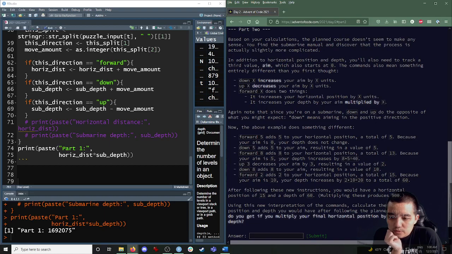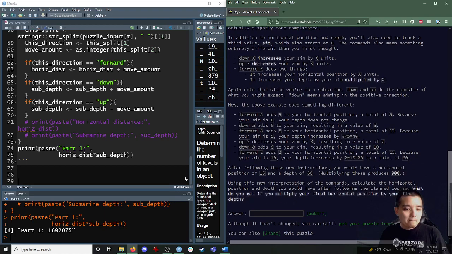Now, the above example does something different. Forward 5 adds 5 to horizontal position for a total of 5. Because your aim is 0, the depth does not change. Down 5 adds 5 to your aim, resulting in a value of 5. Forward 8 adds 8 to the horizontal position for a total of 13, but because your aim is 5, your depth increases by 8 times 5 equals 40. Up decreases your aim by 3, resulting in a value of 2. Down adds 8 to your aim. Okay, we'll work on that in a second. After these new instructions, you're still multiplying horizontal position and depth.